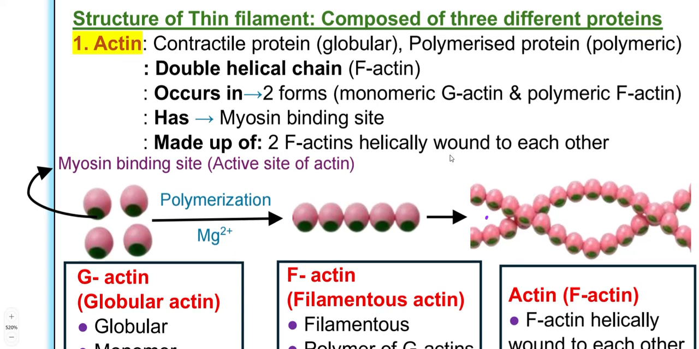When we talk about the thin filament, till now we have studied thin filament as actin, but does thin filament consist of only actin? No, it is composed of three different proteins. Are the three different proteins contractile proteins? No, it's a combination of contractile and the regulatory protein. So first protein we are going to talk about is the actin, and as we have studied, this is the contractile protein. That means it is going to help in the muscle contraction.